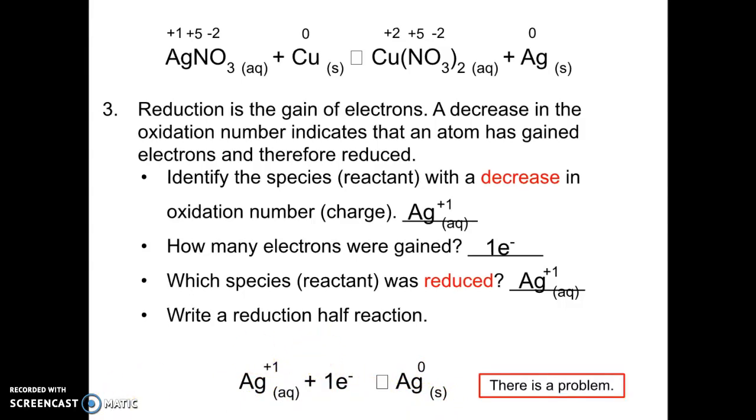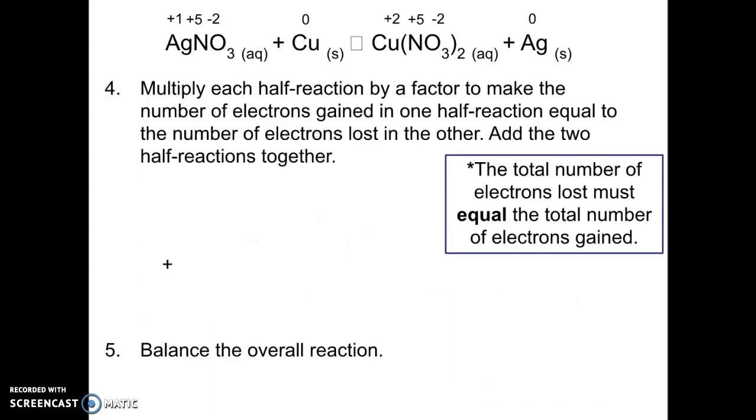So we have a problem though, because if you see here for the reduction side, we're only gaining 1 electron. But on the previous slide for the oxidation side, we are losing 2 electrons. So you can't have something losing 2 electrons and then the other thing only taking 1 of them. You have to have mass be the same on both sides overall. You can't create or destroy matter. You also can't create or destroy charge. So we need to do some finagling here.